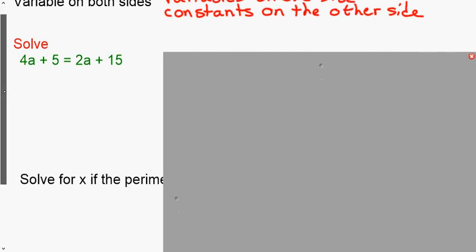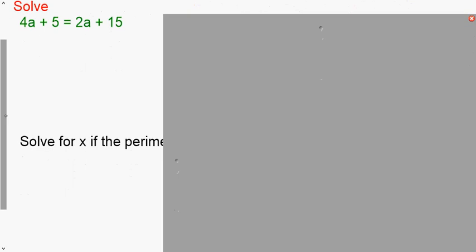So in this example, where it says solve 4a plus 5 equals 2a plus 15. Where is your smaller variable? Well, it's right there. Move that one because that way I'll get to work with positive numbers. So I am going to subtract 2a from both sides. We've now moved the variables to the left, which means constants go to the right, which means this constant on the left side has to move over.